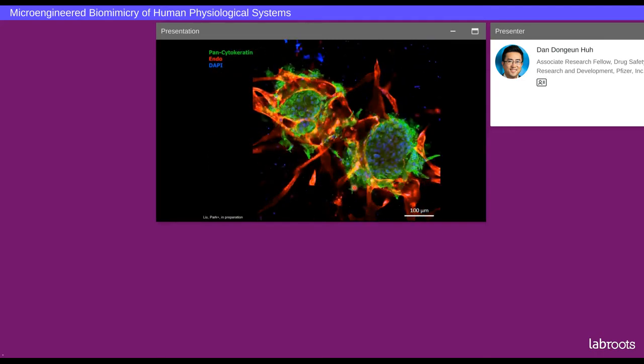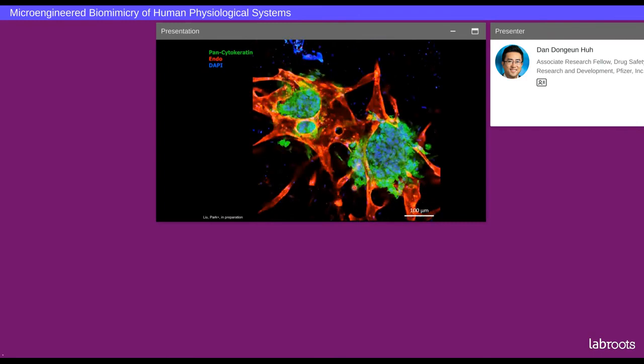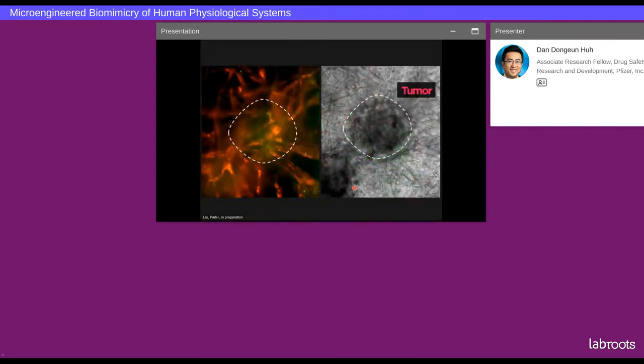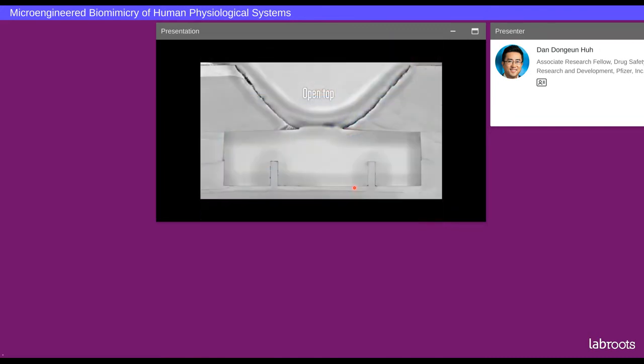As you can see in this confocal movie, the vessels are formed in and around the tumor constructs. And because the vessels are perfusible, the tumor constructs also become perfusible. And this is another platform where we actually create this open top.